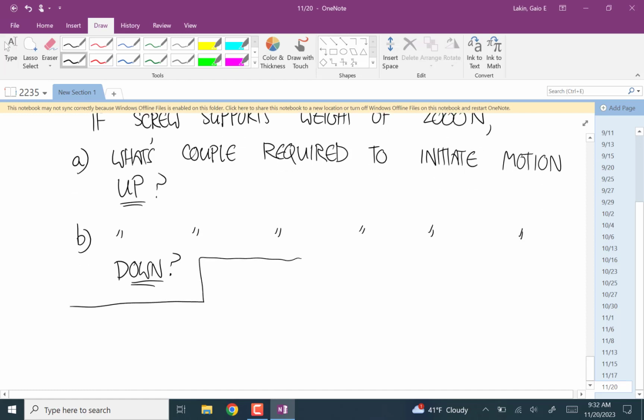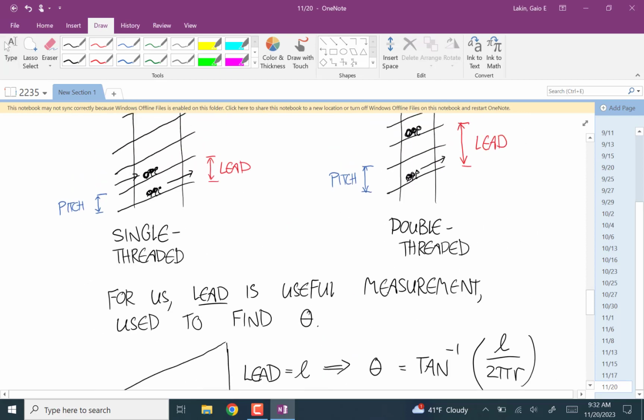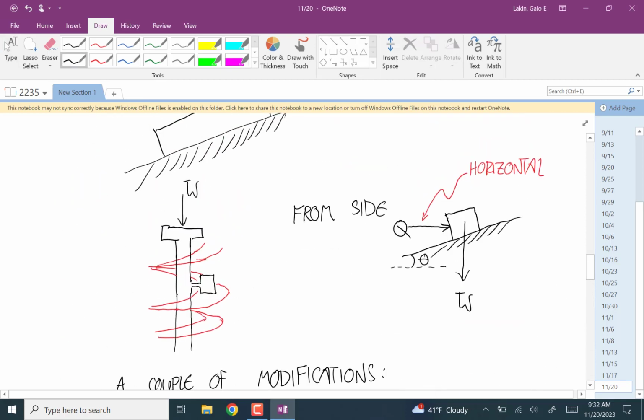And those are going to be different magnitudes because the weight that's being supported by the screw is going to help move something down the ramp, and you're going to be fighting it to move it up. So it's always going to take a little more of a couple to get something moving up the external thread than down the external thread.